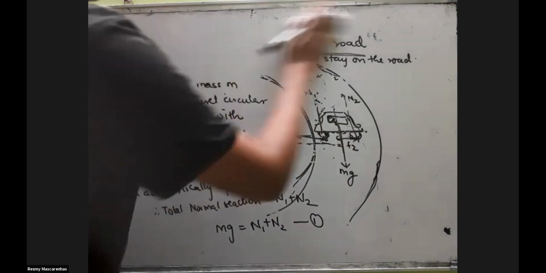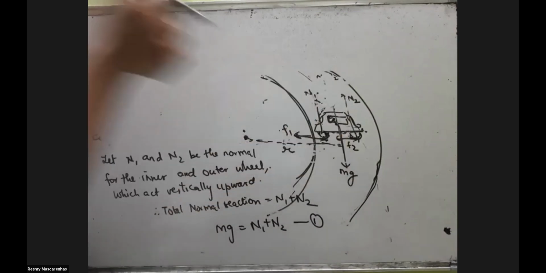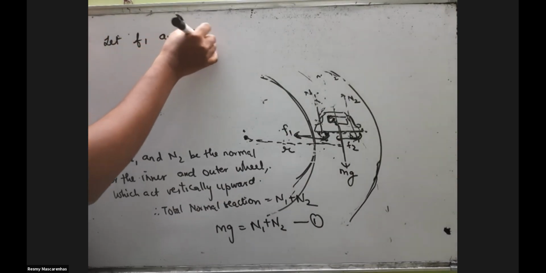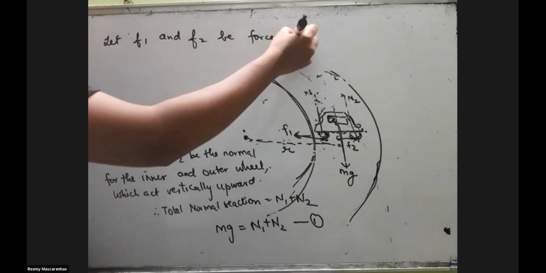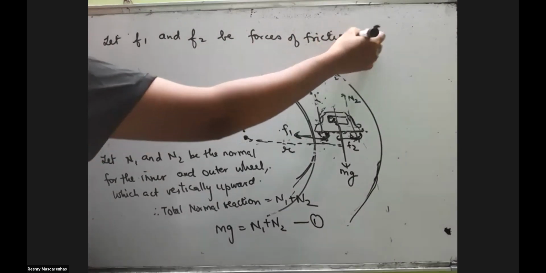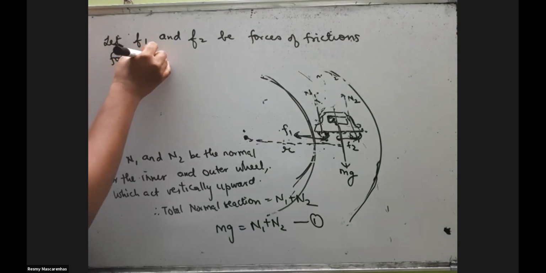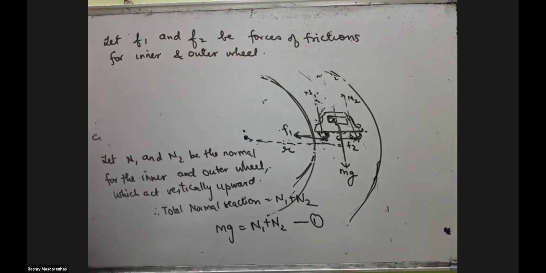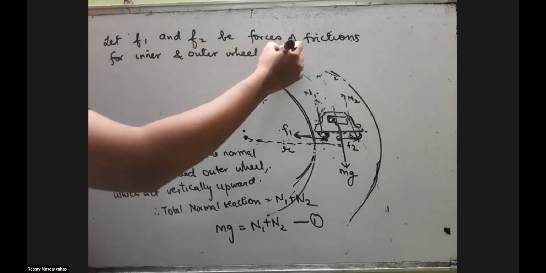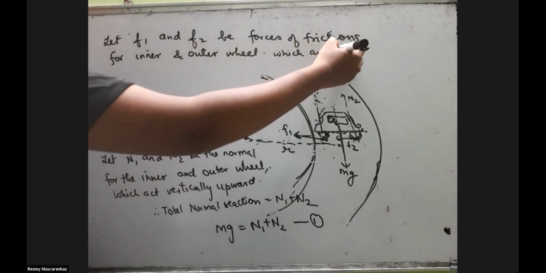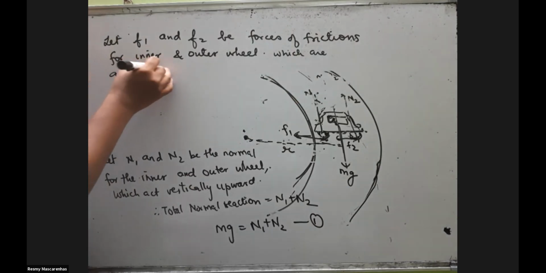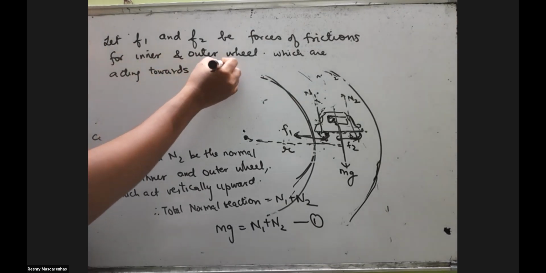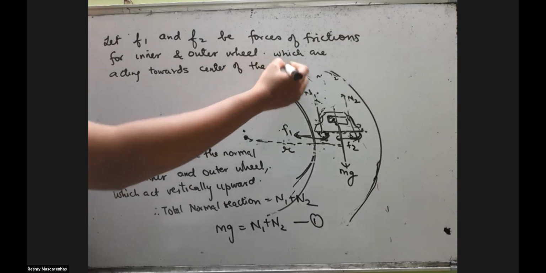Now we'll describe this. Let F1 and F2 be the forces of friction for the inner and outer wheel, which are acting towards the center of the circle.